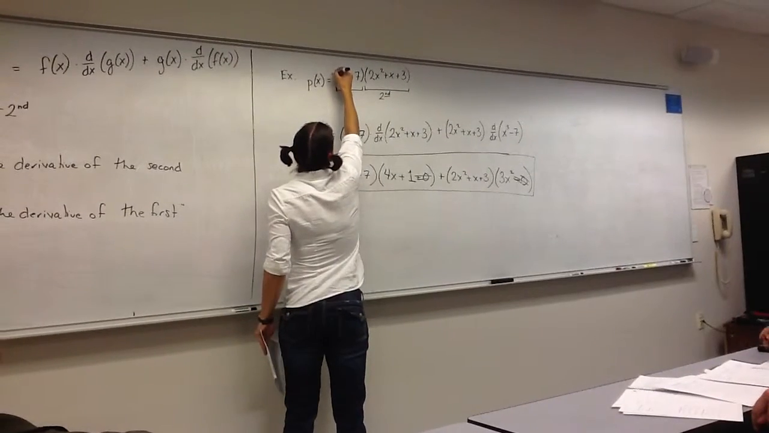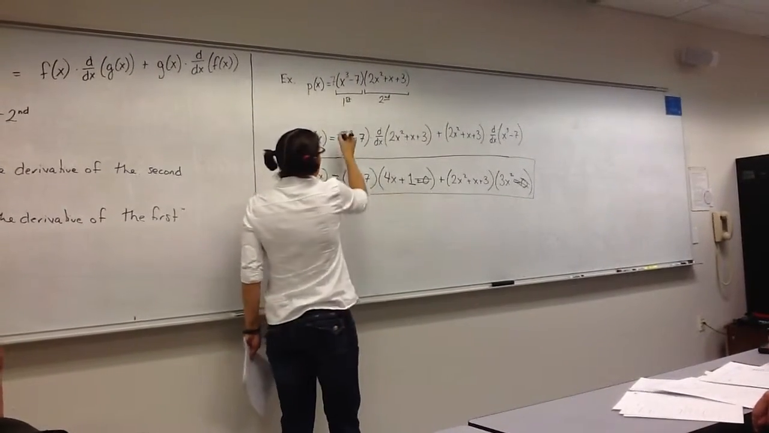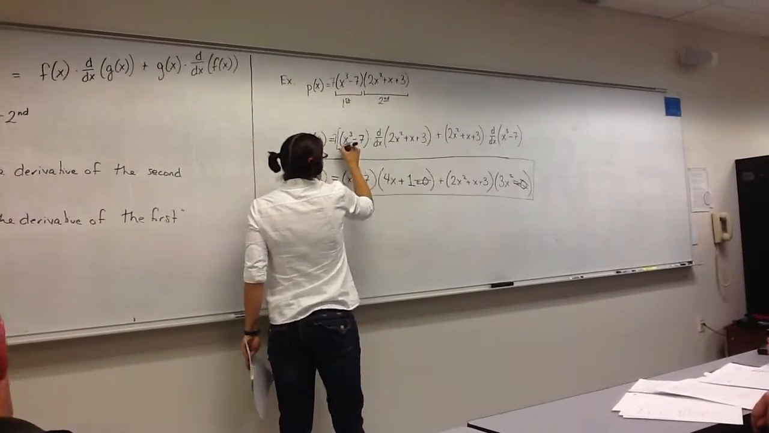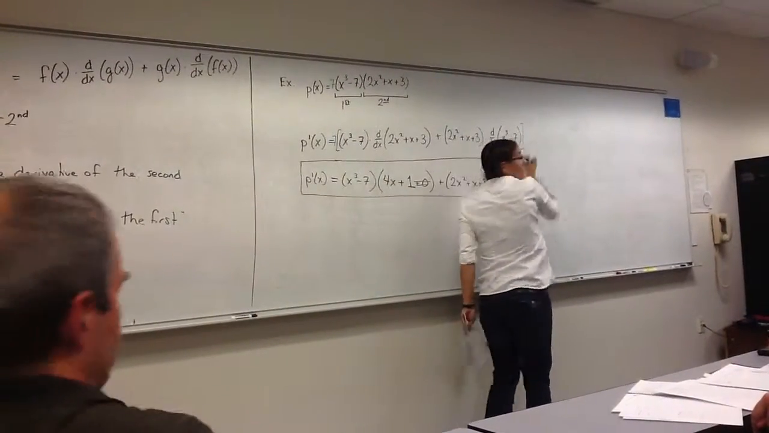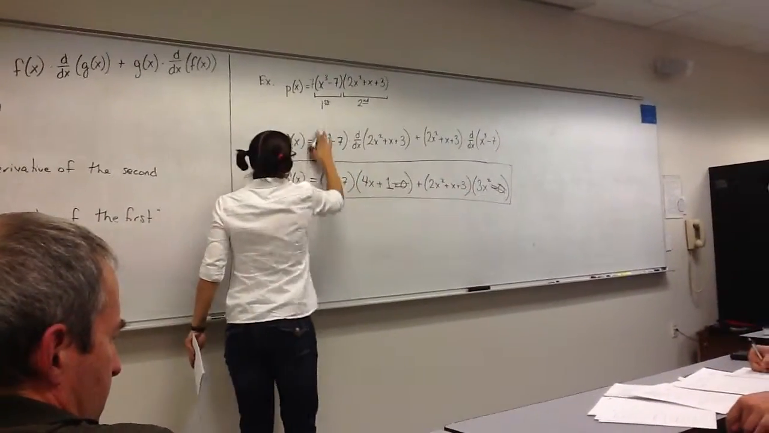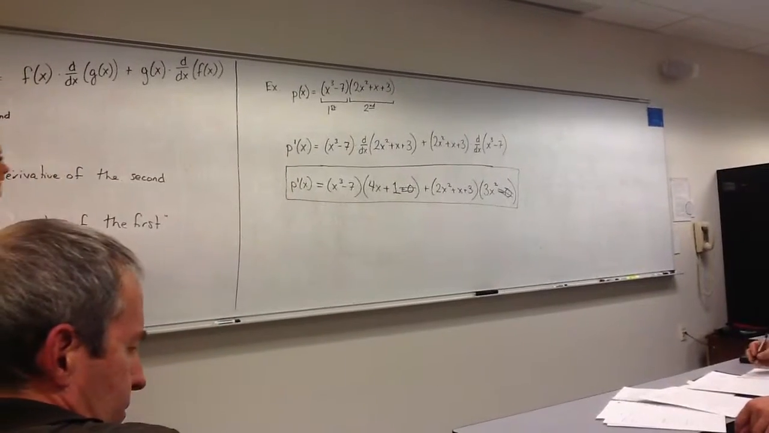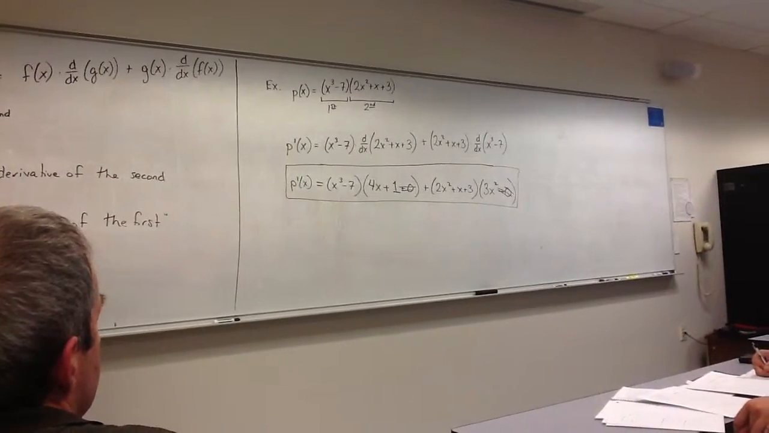Like if I had a 7 here or something? Would that make that first section? Then I would have 7 times everything. Good. Other questions? Okay.